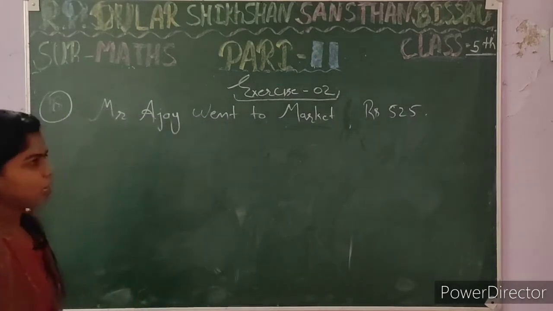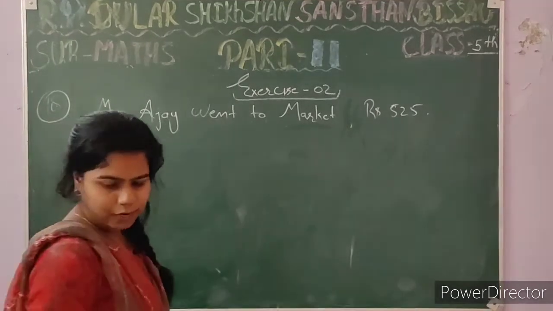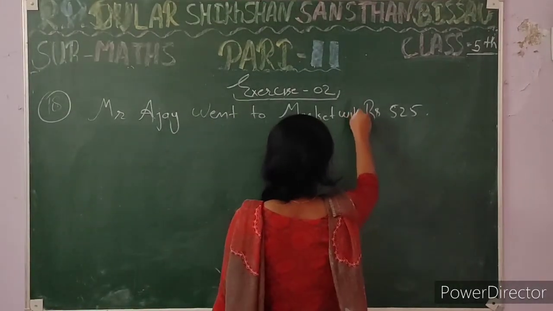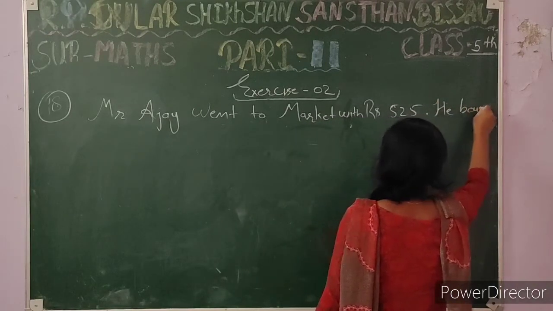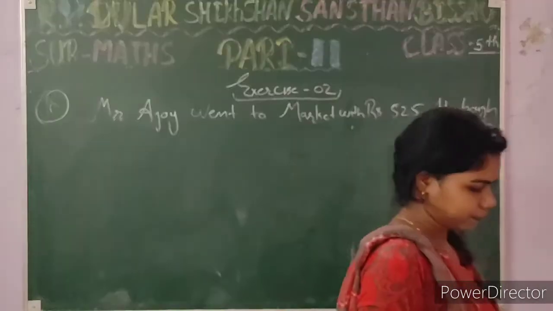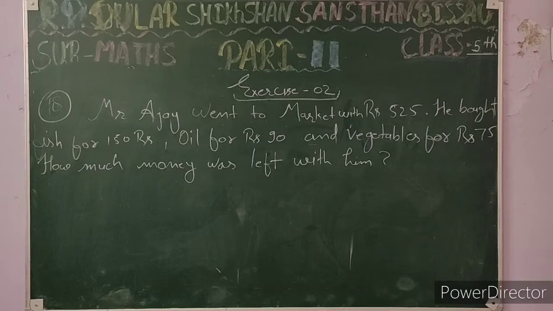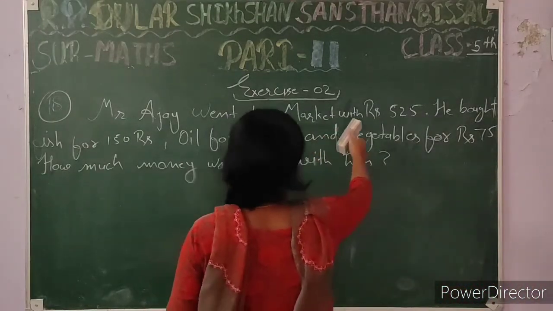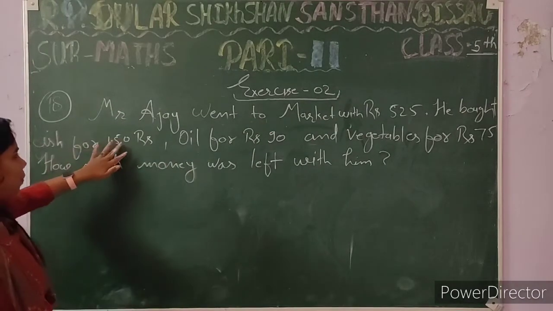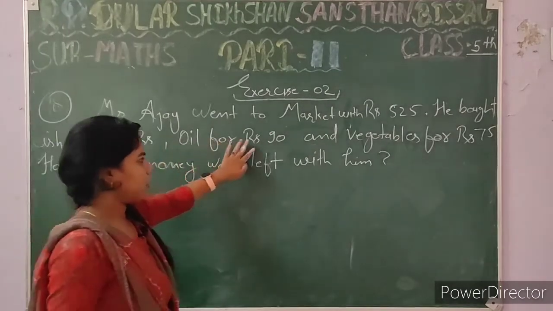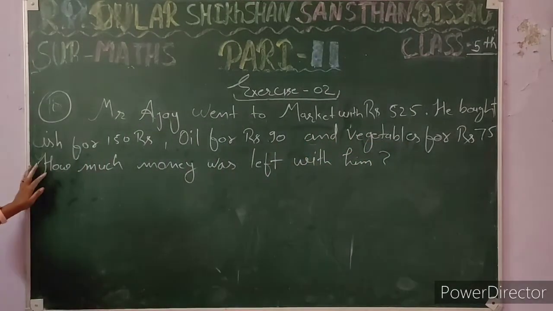Mr. Ajay went to market with rupees 525. Okay student, the question is like this. Mr. Ajay went to market with rupees 525. He bought fish for rupees 150, oil for rupees 90 and vegetable for rupees 75. How much money was left with him?